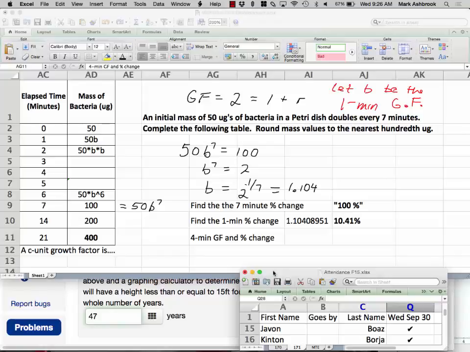How can we get the 4-minute growth factor pretty easily, in one step? We have the 1-minute growth factor now, right? Which is 2 to the 1/7 or 1.104. How can we get the 4-minute growth factor out of that? Matt, how can I get the 4-minute growth factor from the 1-minute growth factor?